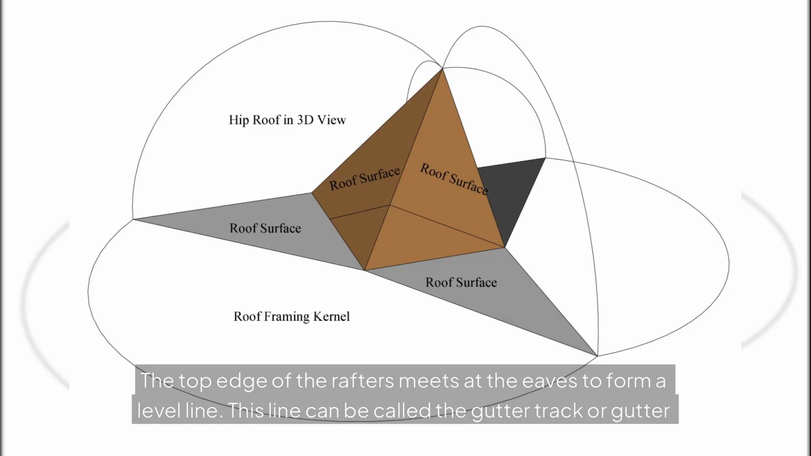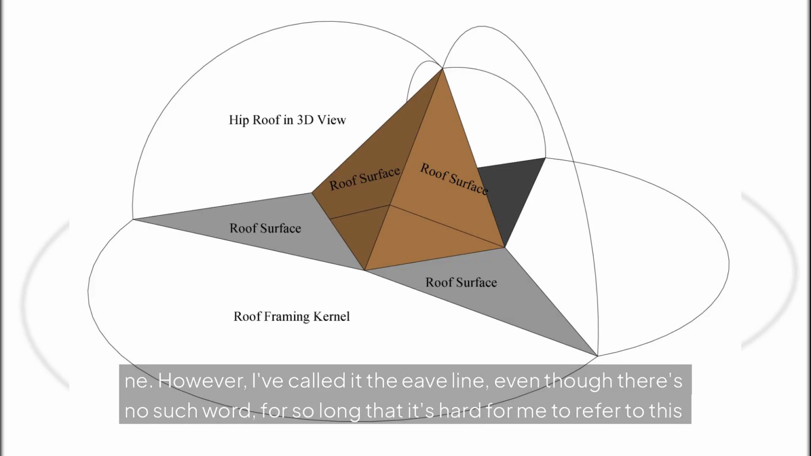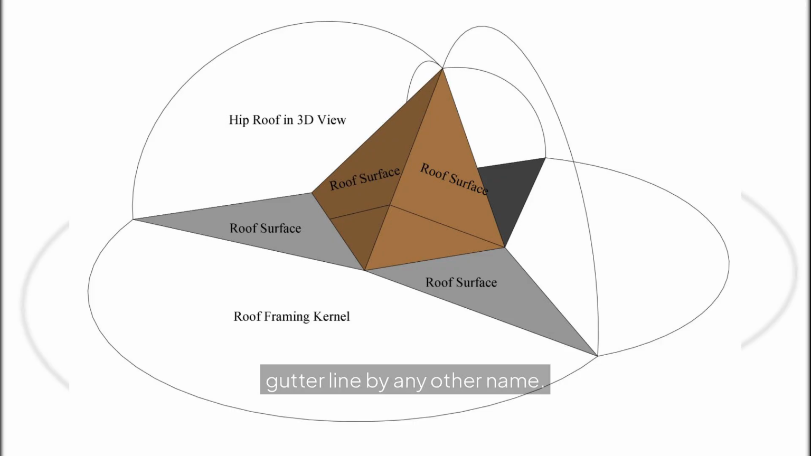This line can be called the gutter track or gutter line. However, I've called it the eave line, even though there's no such word, for so long that it's hard for me to refer to this gutter line by any other name.